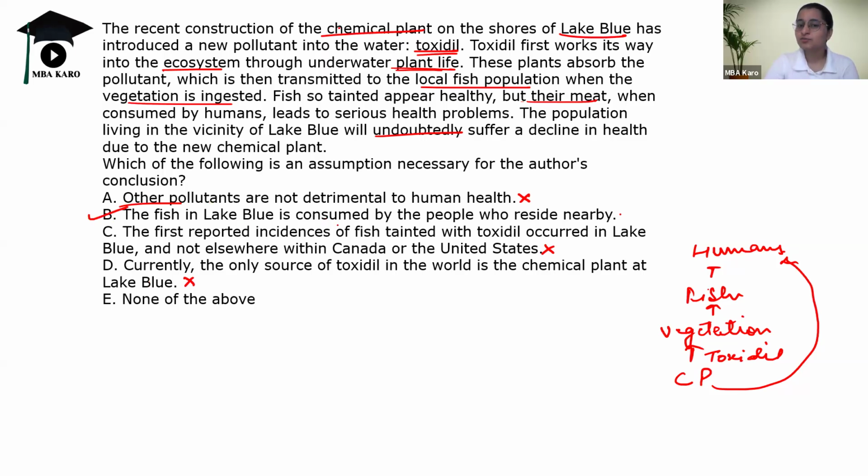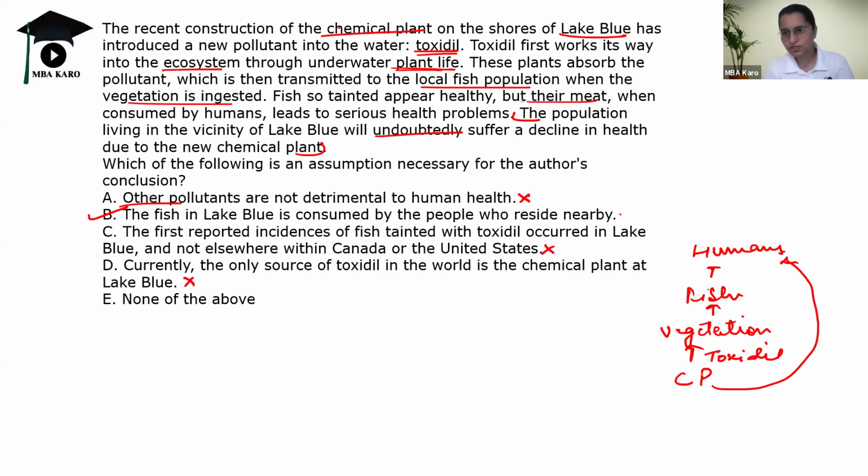Fish in Lake Blue is consumed by people who reside nearby. And now see the wordplay. Because in the conclusion, they are saying the population living in the vicinity of Lake Blue will undoubtedly suffer a decline in health due to the new chemical plant. Undoubtedly. And why undoubtedly? Because they are consuming fish. And how can we figure this out? The chemical plant releases toxidil, fish consume the vegetation, and humans consume the meat that is tainted by toxidil. So that is why, because of the chemical plant, people are going to have a health hazard.